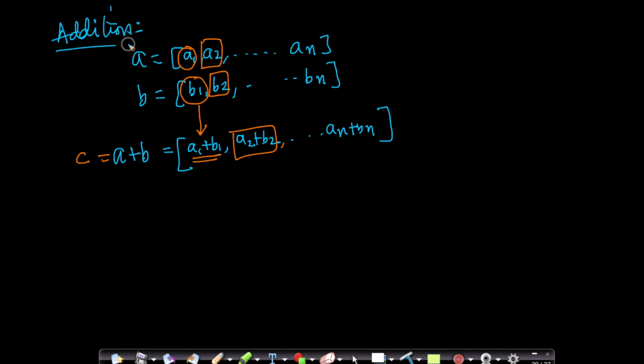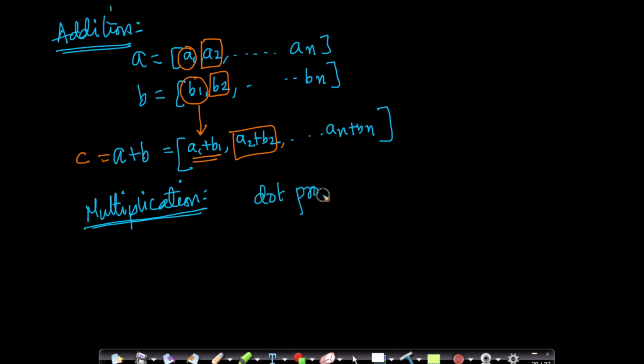Then the immediate question that comes to your mind is: is there something like multiplication? Because we learned all these concepts in simple algebra. So is there a concept of multiplication of two vectors? Actually, for vectors, there are two types of multiplications. There is something called a dot product and a cross product.